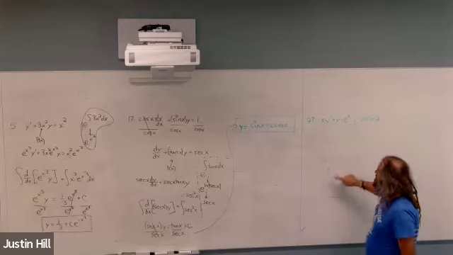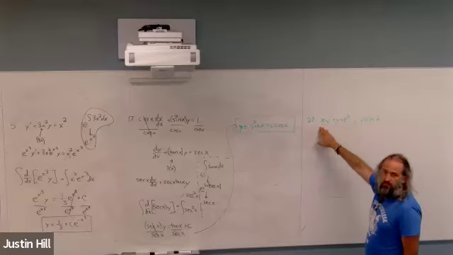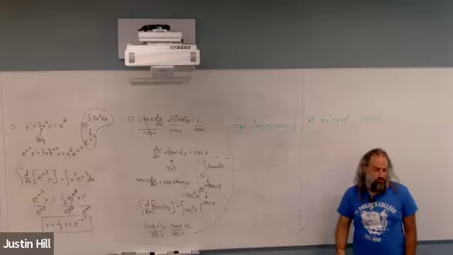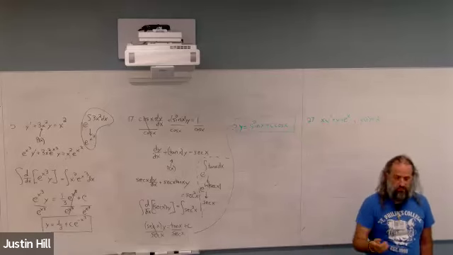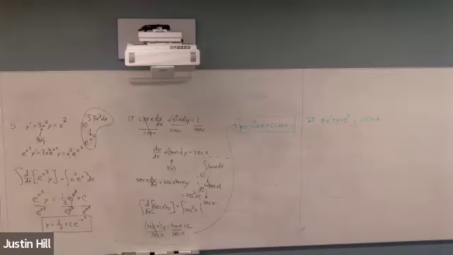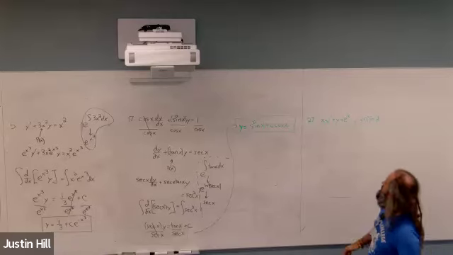Again, notice that the difference here is I do have something in front of y prime, so the first thing you want to do is divide that off and then work from there. So let's pause and let's see what you get.